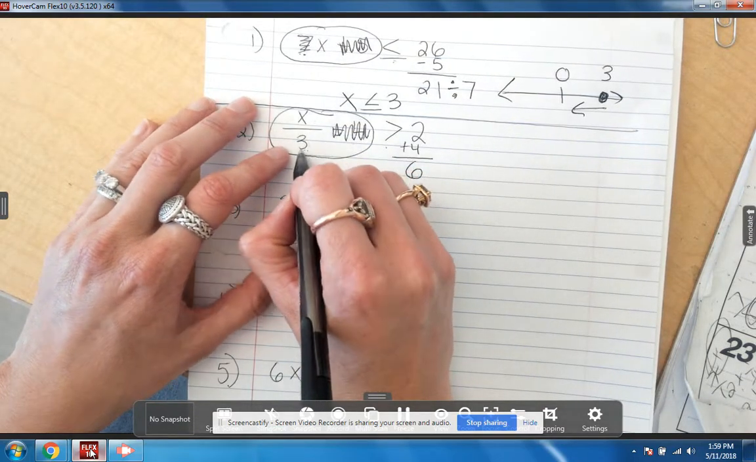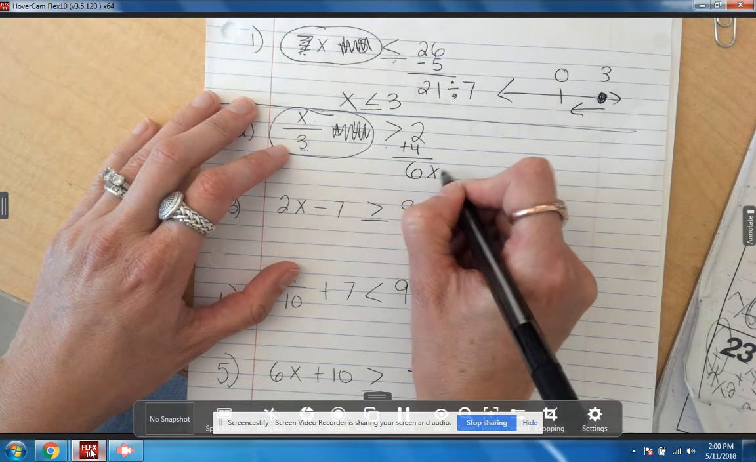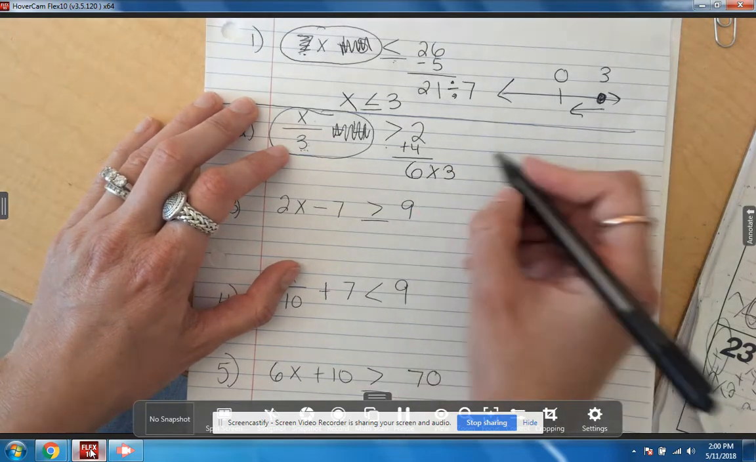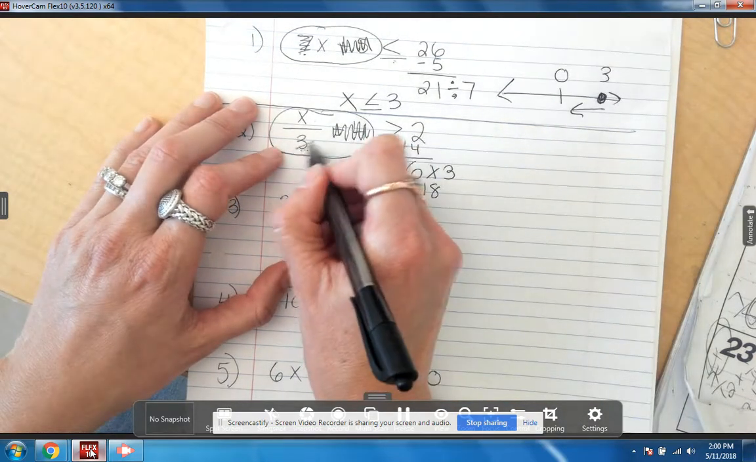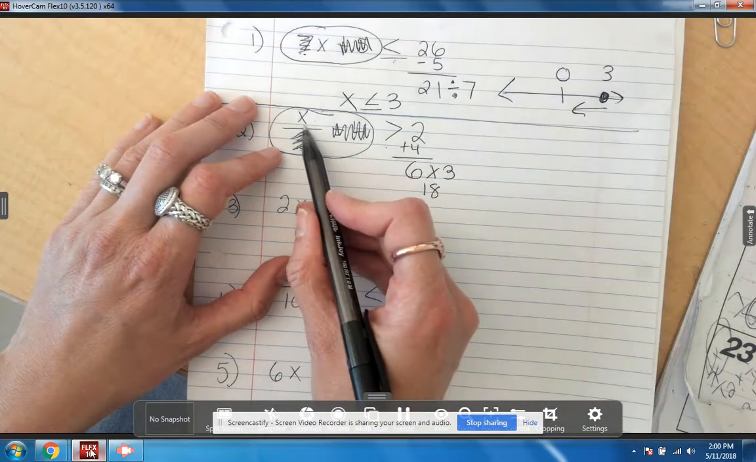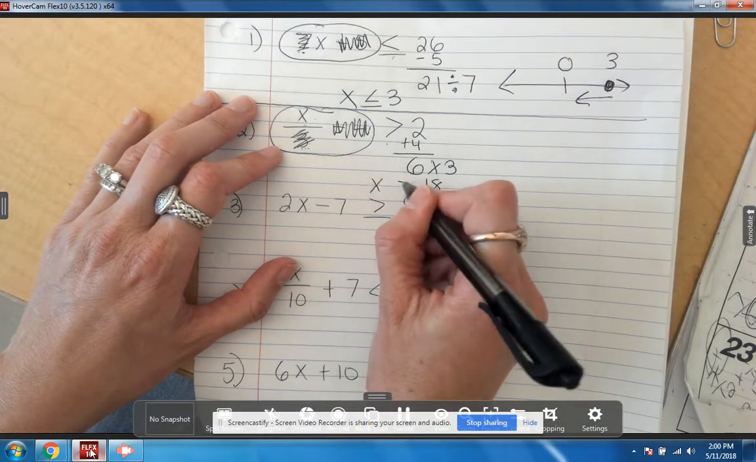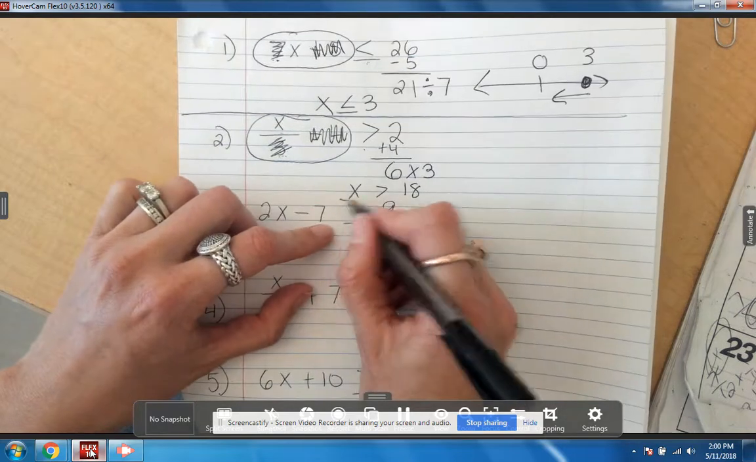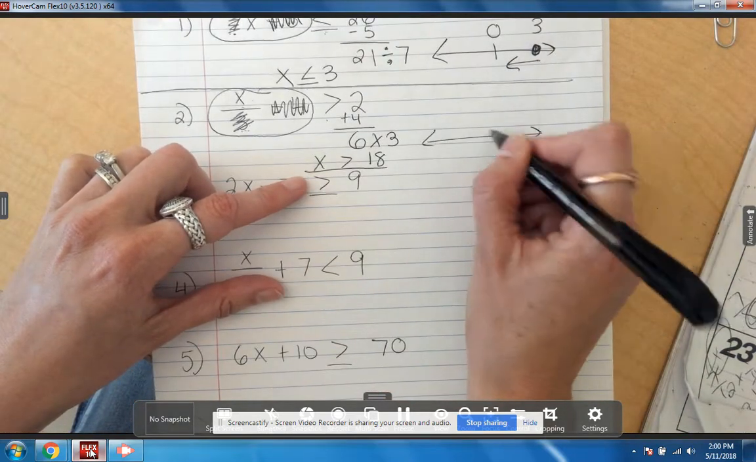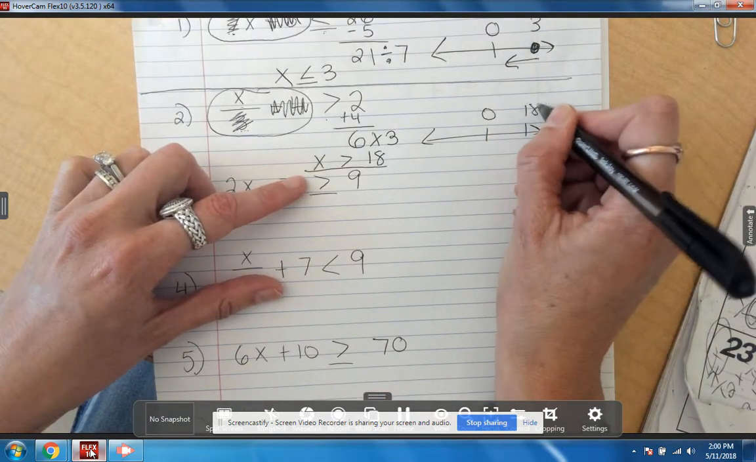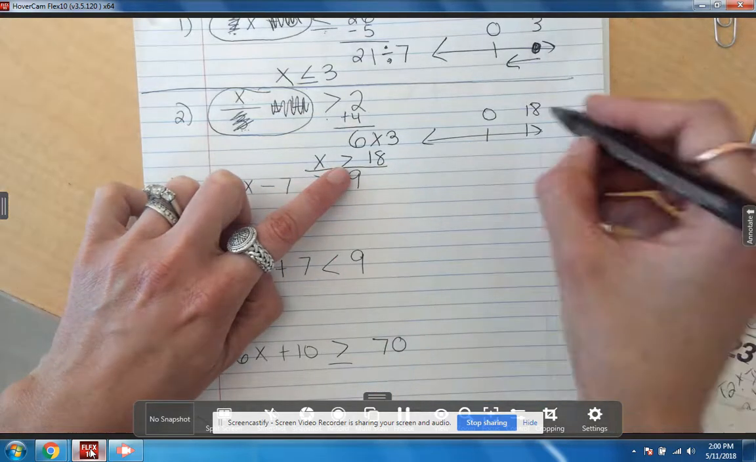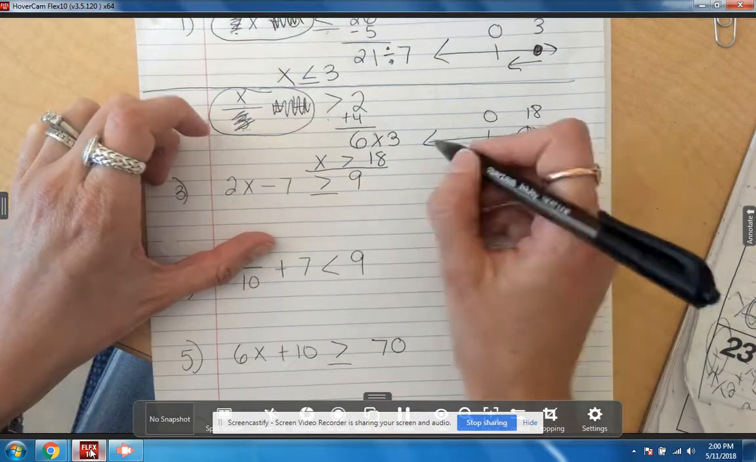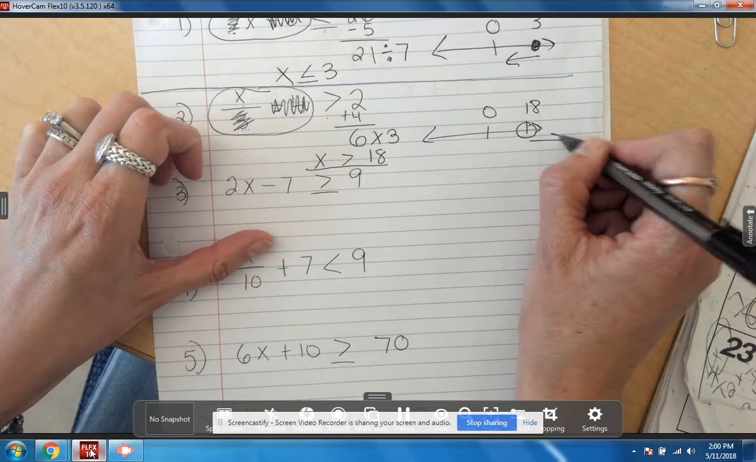The opposite of dividing by 3 is multiplying by 3. So I'm going to do that to my new answer. I get 18. I'm going to cross off the 3 so I know I did it. I'm left with my letter. So x is greater than 18. Now I'm going to graph that. So 0, 18, open circle, pointing to the right because the symbol points to the right.